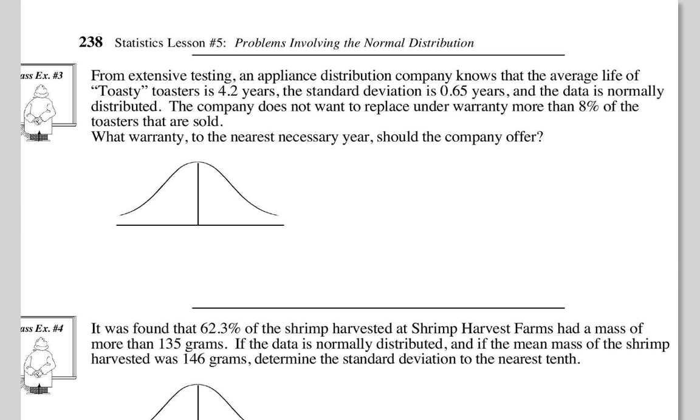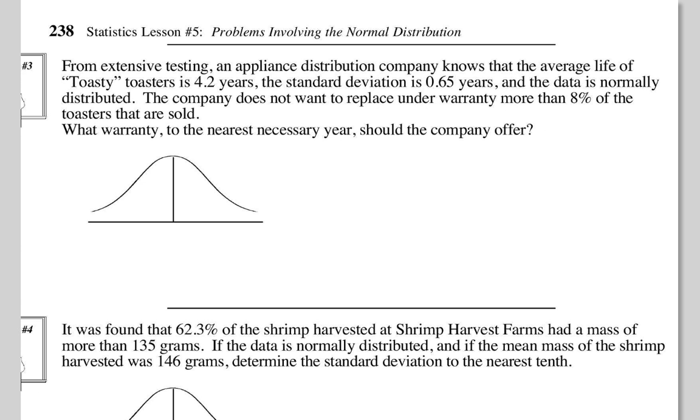Okay, now these questions on the back are a little bit more challenging, so please pay attention, as they will stretch your imagination a bit here. From some extensive testing, this appliance company, they sell toasters, toaster ovens, making toast, found that the average life is 4.2 years. That's how long these things last. Well, that's a good investment, right?